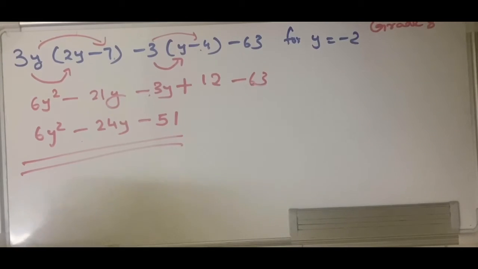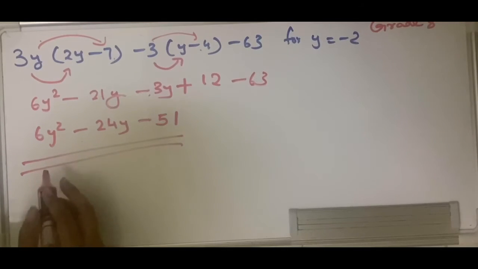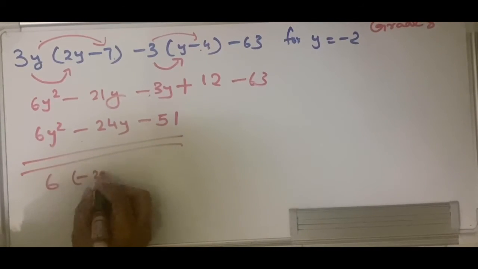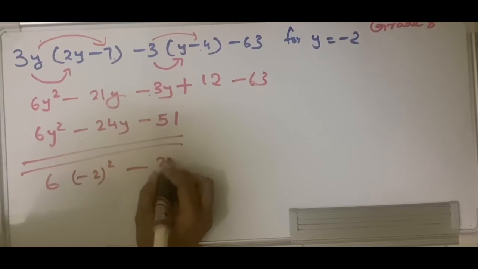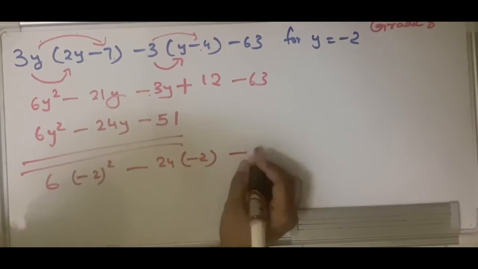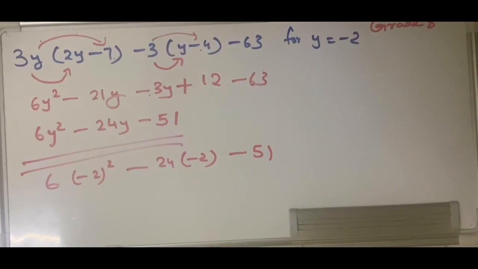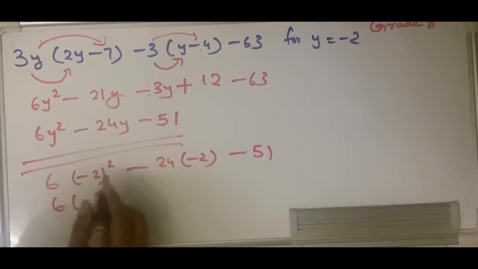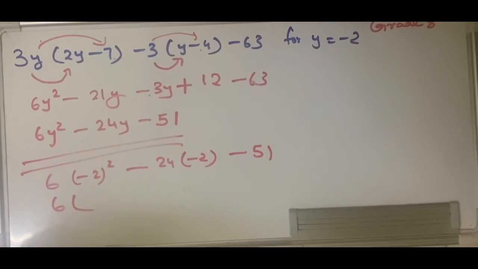Now next thing they told us is to substitute minus 2, right? They told us to evaluate using minus 2. So you have 6, you have minus 2 square minus 24 times minus 2, then you have minus 51. So minus 2 square means it is minus 2 times minus 2, which means you will get plus 4, right? You have two negatives, which means an even number of negatives. So you get a positive result, right? So it's going to be positive 4.